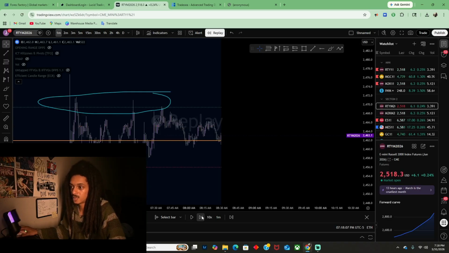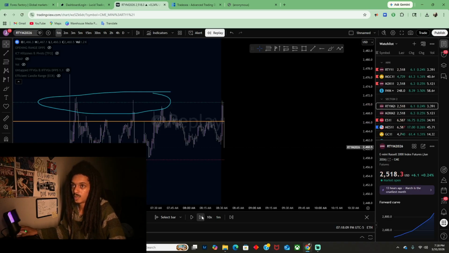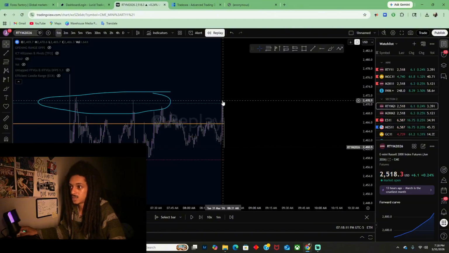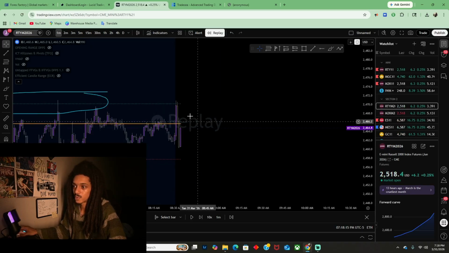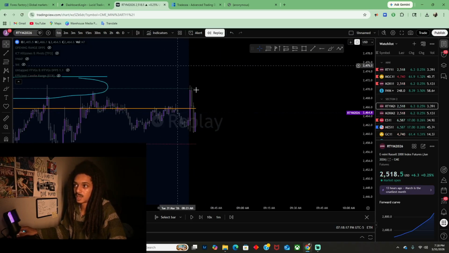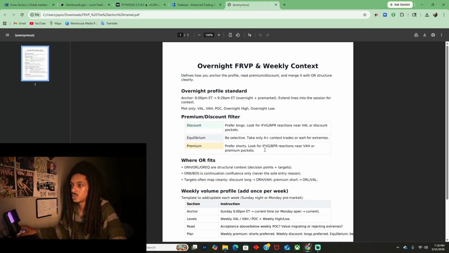So what do you think happens when we come into the session? Obviously some volume comes in. Give it a couple minutes to figure out what it wants to do, but as soon as it comes into this value area high, we see rejection. That's just a really quick 3-minute example of how it can be used. All right, but back to the rules.